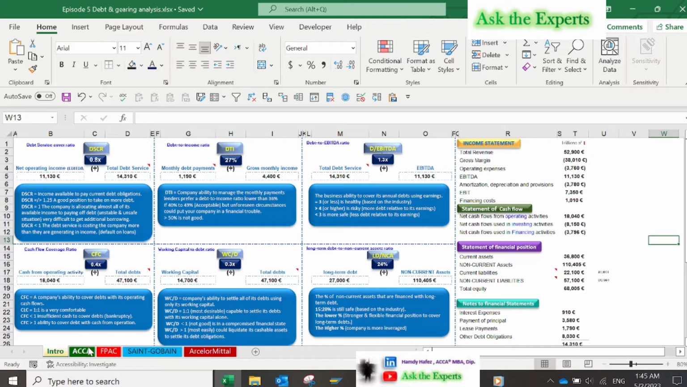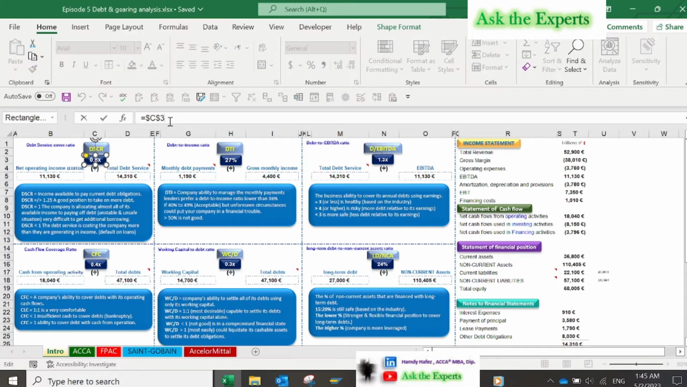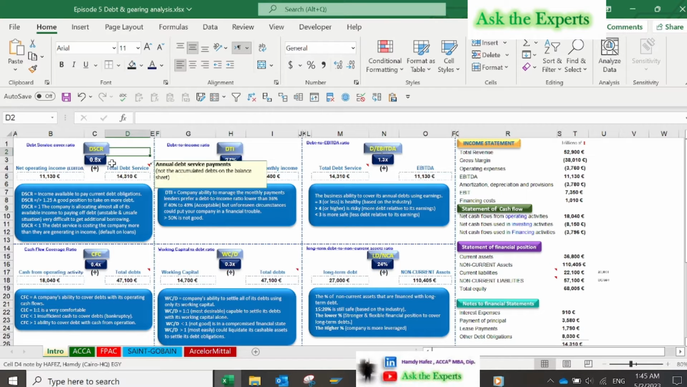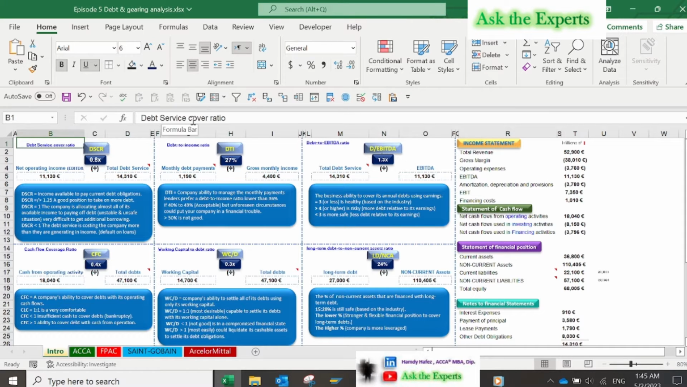Now let's start with some example ratios that are based on the annual debt service. But take care, the annual debt payment is not the accumulated debt obligations presented in the balance sheet. As you can see on the right is a summary of 3 financial statements with its financial notes. Our first ratio, as an example, is the DSCR, Debt Service Cover Ratio.